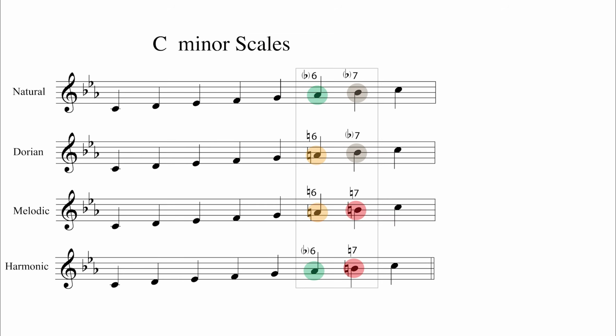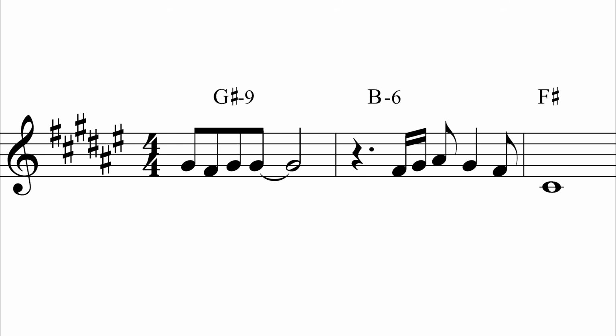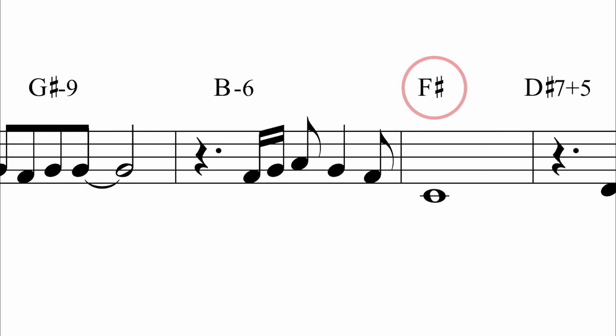These notes, the 6th and 7th of the minor, whether they be natural or flattened, are incredibly important. Without a thorough understanding of these colors, the musician cannot hope to be able to probe deeply into the emotions of the minor. Bar 3 of the bridge, the harmony returns to the root F sharp chord.